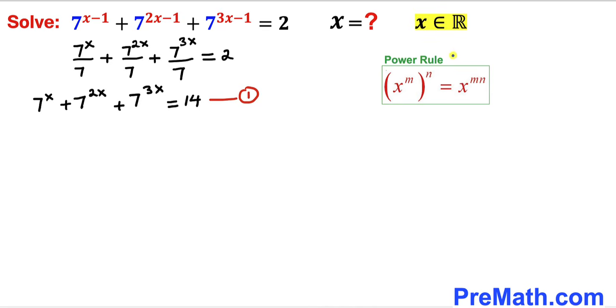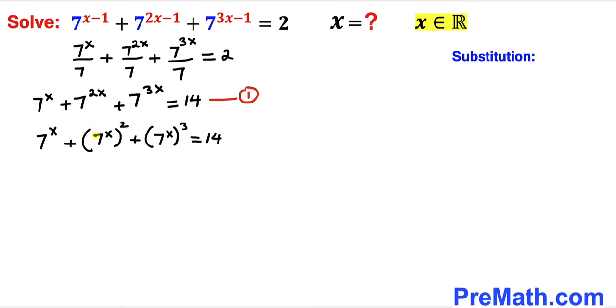Now let's recall the power rule of exponents. If we have x^m and then another power n, then this whole thing could be written as x^(m·n). And we are going to apply this rule on these two terms on the left hand side. So therefore we can write 7^x, the first term, as it is, plus 7^x and then power 2, and then plus 7^x and then power 3, equals 14.